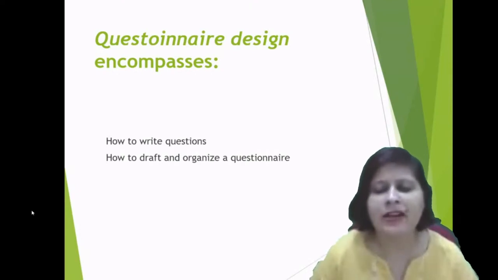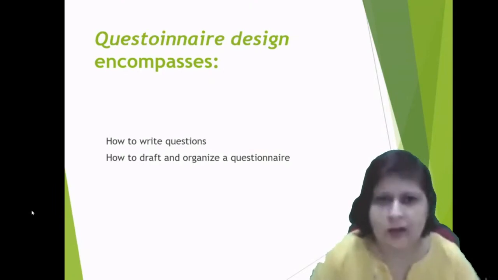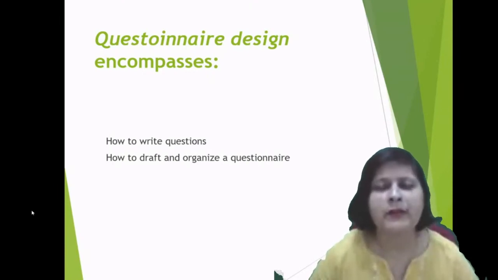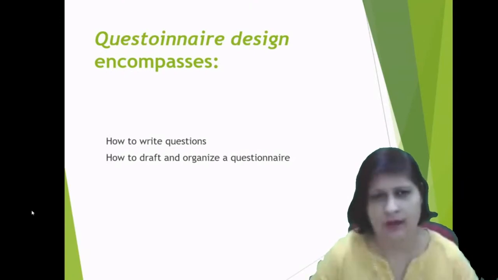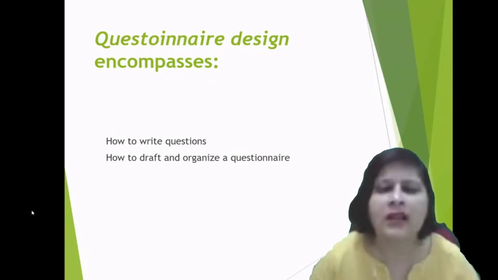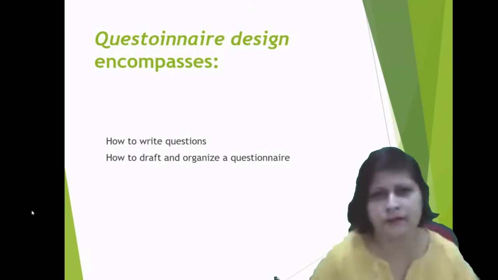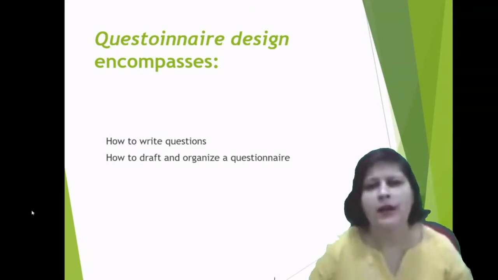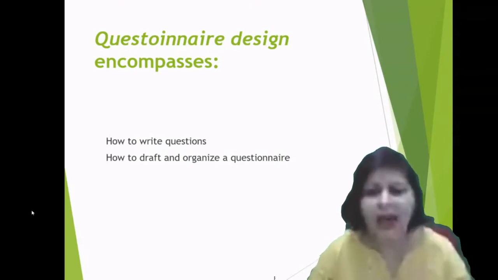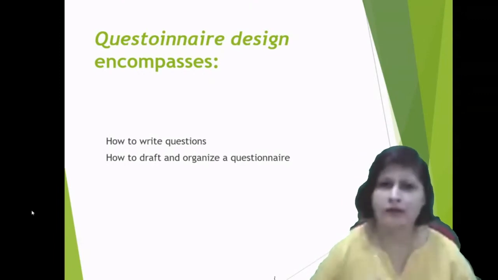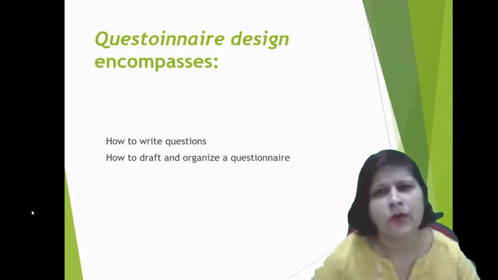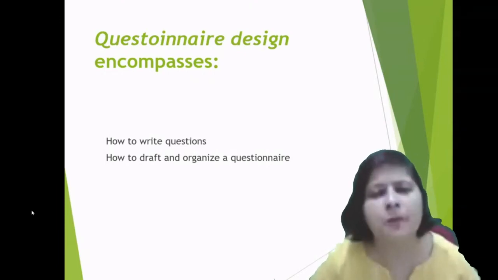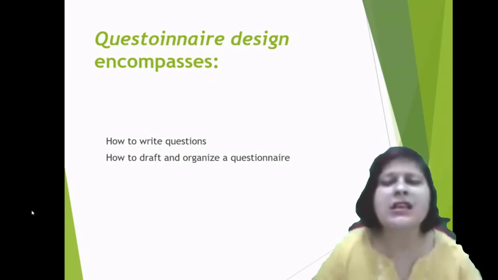Next is how to draft and organize a questionnaire. Again, it is a very important aspect: organization of the questionnaire. After writing the questions, it is very important to put them in a proper sequence. Sequences matter. It should cover all the variables which you want to tap. Variables under study should be tagged in a questionnaire. The questions should be put in a neutral form, and then organized according to priorities. There should be proper sequencing of questions.